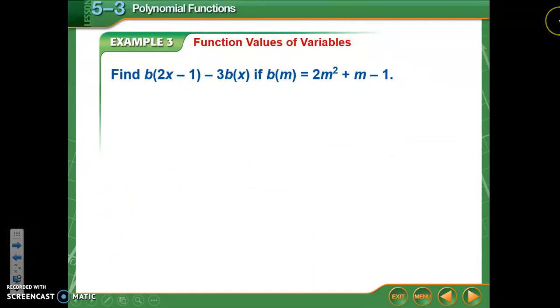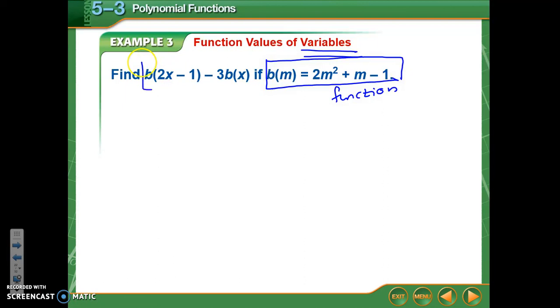In this case, we're still evaluating a polynomial function, but notice that we are plugging in variables instead of just regular numbers. So notice here they give me my function, right? B evaluated at m equals 2m squared plus m minus 1. That's my basic function. They want me to find this. B, remember this is not b times 2x minus 1. This is the function b evaluated at, or b of 2x minus 1, minus 3 times b evaluated at x.